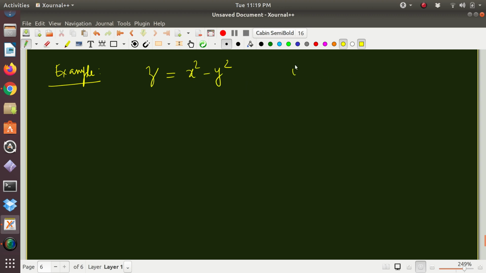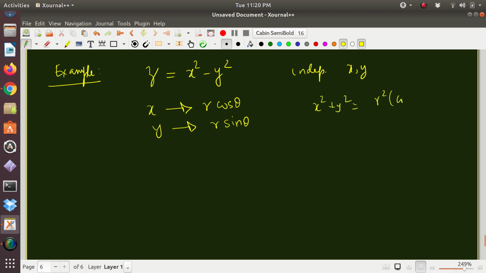Now what are the independent variables here? The independent variables are x and y. Now I'm going to change from x to the polar coordinate r cosine theta, and from y to r sine theta. These are the polar coordinates in a plane. So we know that x squared plus y squared is equal to r squared times cos squared theta plus sine squared theta, which is r squared. This is something that you know.